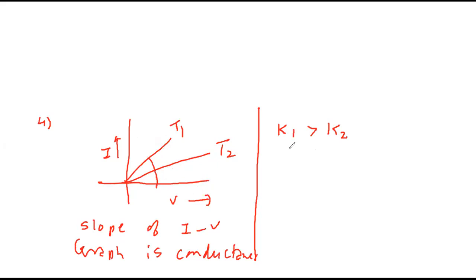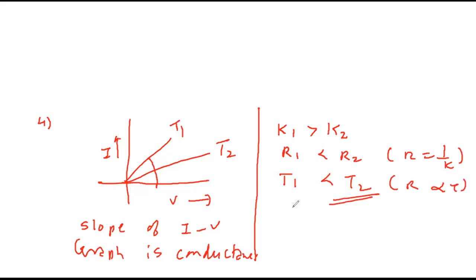So R1 is less than R2 or not? Because R is inversely proportional to K. Yes, sir. Temperature T1 is less than T2 because resistance is directly proportional to temperature. Ho gaya. Anybody who has not followed? Everybody followed? Yes, Manasvi, you followed? Yes, sir. Okay. Fifth wala dekhte hain.